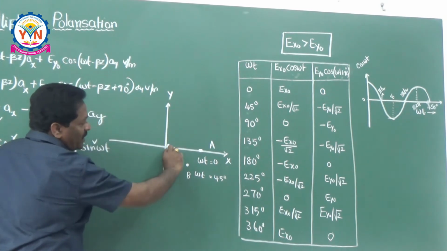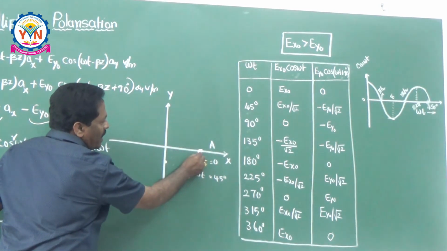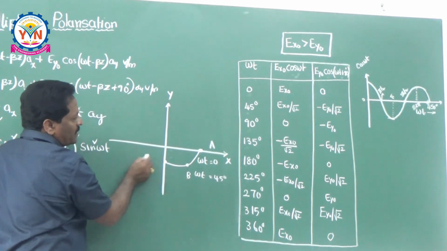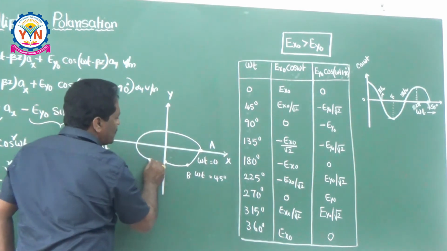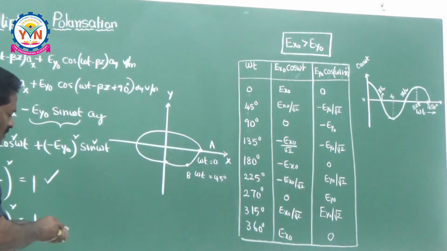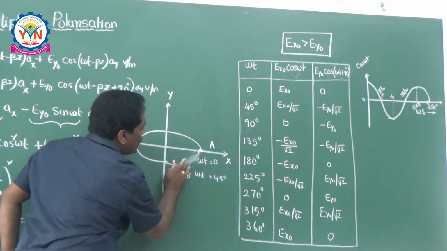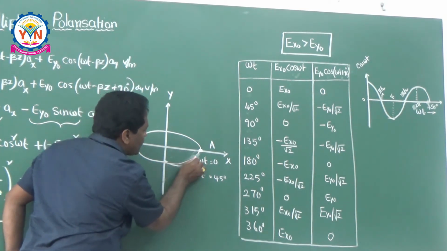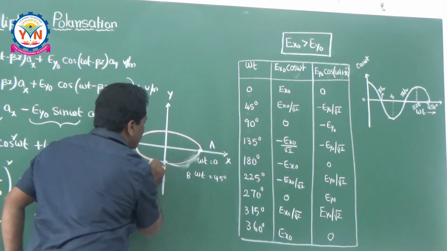Why am I taking this much? Because I am assuming your Ex naught is greater than this. So I can say like this. It will be like an ellipse. It will come like this. This is an elliptical variation. You are going to get an ellipse like this. This is the ellipse you are going to get.